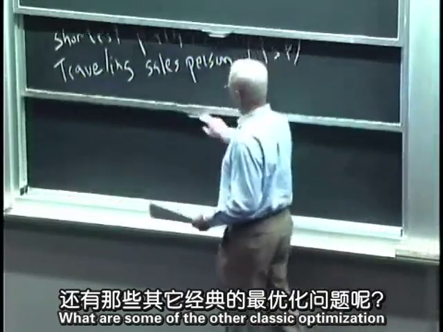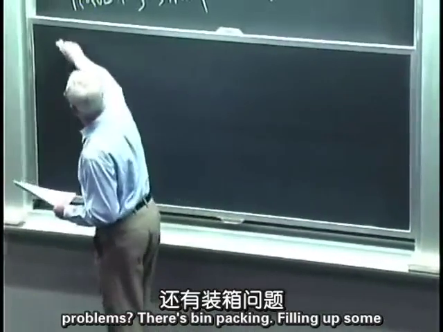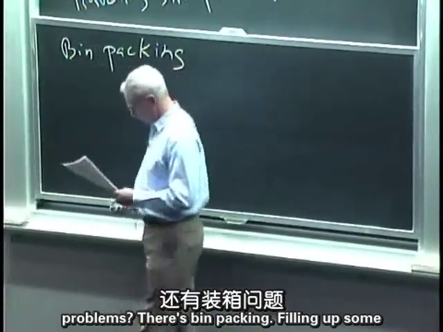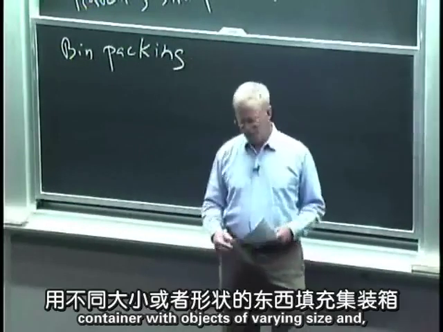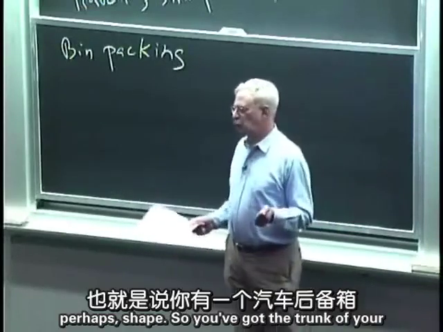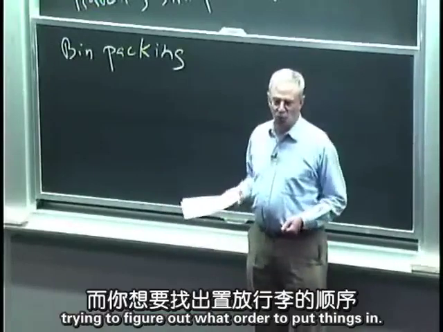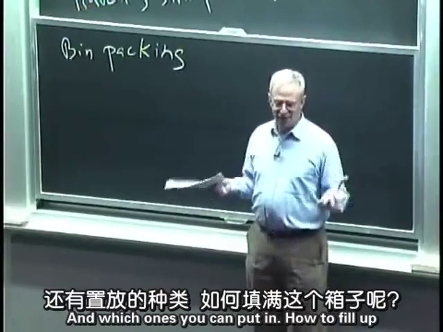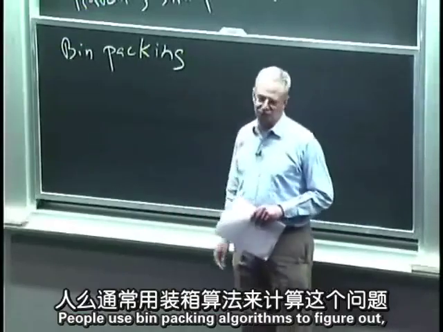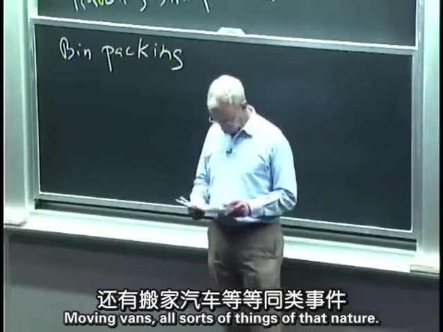What are some of the other classic optimization problems? There's bin packing: filling up some container with objects of varying size and perhaps shape. So you've got the trunk of your car and you've got a bunch of luggage, more luggage than can actually fit in, and you're trying to figure out what order to put things in and which ones you can put in, how to fill up that bin. Very important in shipping. People use bin packing algorithms to figure out, for example, how to load up container ships, moving vans, all sorts of things of that nature.